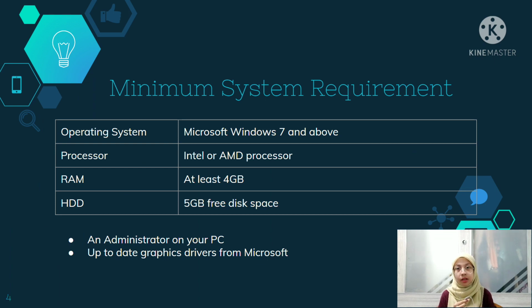Before you install BlueStacks 5, you need to make sure that your PC fulfills all the minimum requirements to run the emulator. So the first is, your OS must be Microsoft Windows 7 and above, and your PC must have at least 4GB of RAM and 5GB of free disk space for HDD, and your processor can be either Intel or AMD. Also you must be an admin on your PC and make sure that you have up-to-date graphics drivers from Microsoft or the chipset vendor.